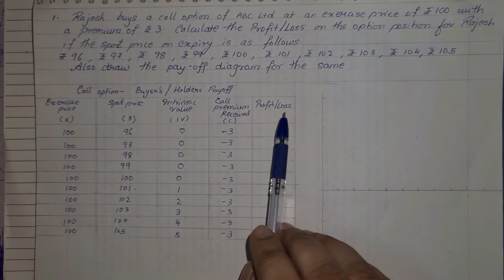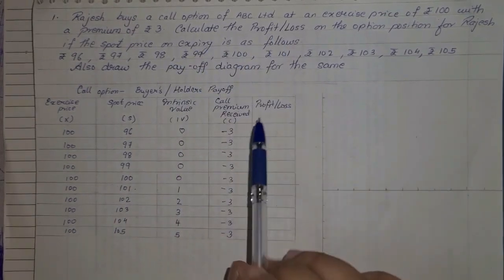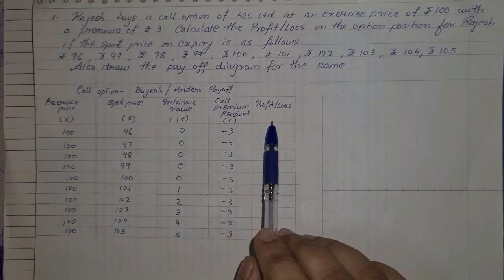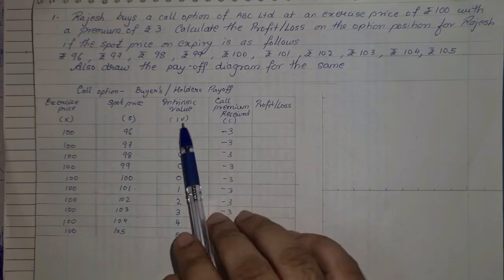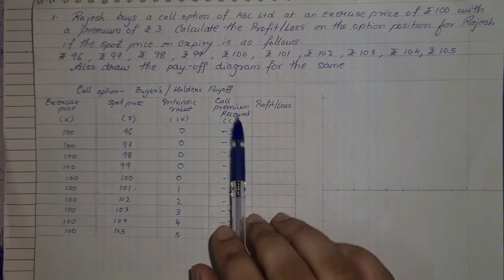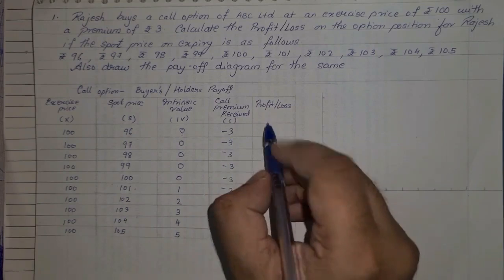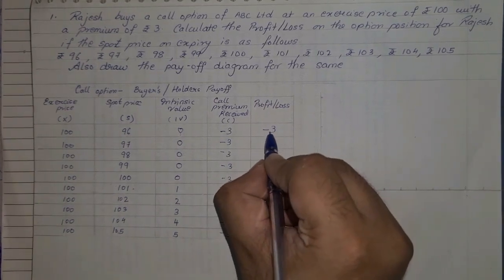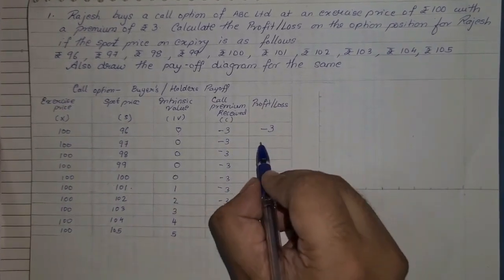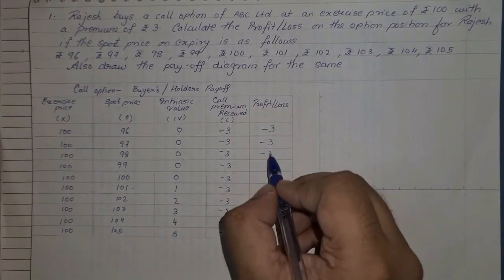Now, the last thing that we need to find is the profit and loss, because that's the thing they've asked us to find. Remember, the profit and loss will be calculated as the intrinsic value and the difference between the call premium. So 0 minus 3 gives you negative 3. 0 minus 3 again will give you negative 3. 0 minus 3 is negative 3. This is basically your loss.